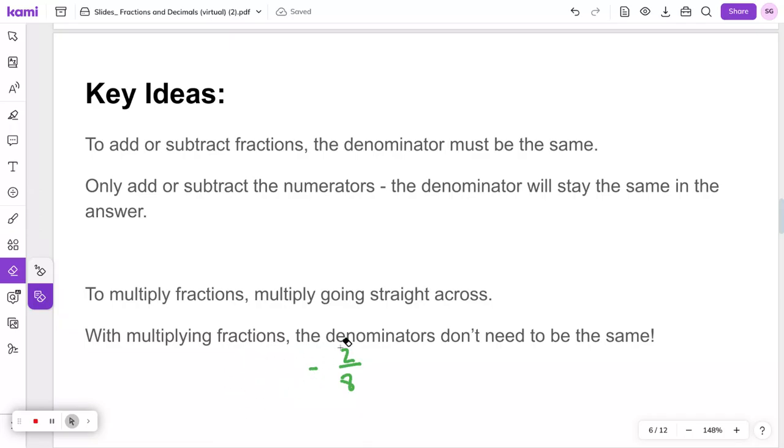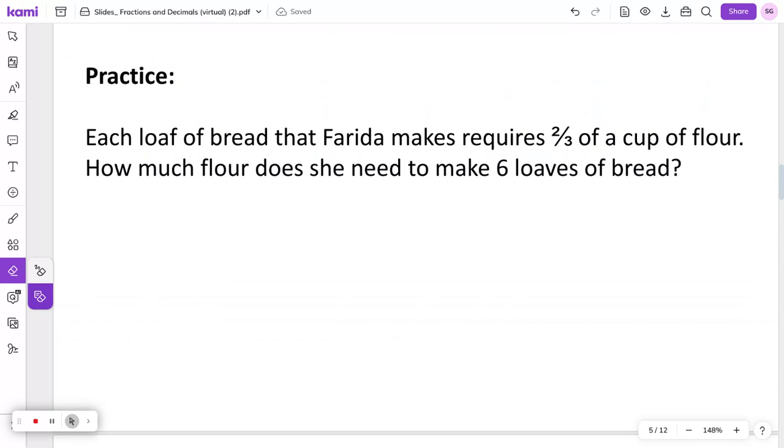Now that we've talked about adding, subtracting, and multiplying fractions, I've got one here for you to try. Go ahead, read through that story, pause this video, and try it on your own first. That'll be a great way for you to check in and see how you're doing, and then press play when you're ready to see the answer. Go ahead, stop the video now and try.